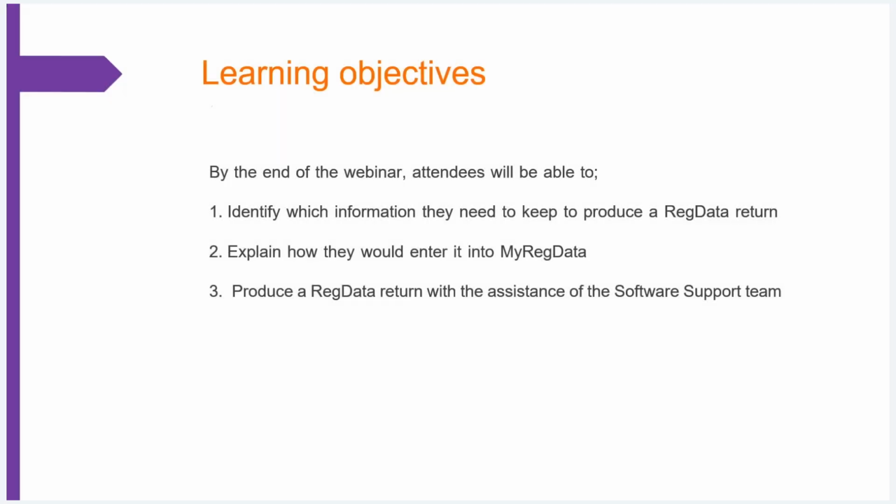So hopefully by the end of the session, you'll be able to identify what's required for reporting to the FCA on your retail mediation activity report, the one that's due at 6 and 12 months. Know how it's entered on our software MyRegData, and be aware of how the report preparation routine and submission process works with our software.